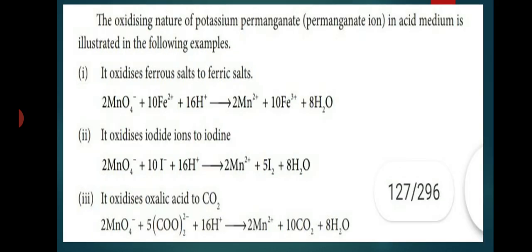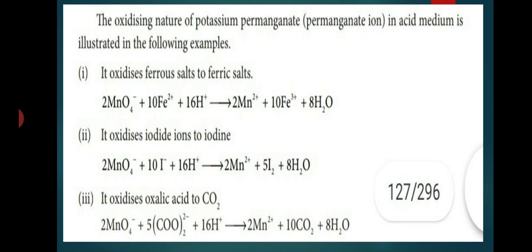For example, it converts ferrous salts to ferric salts. What is the difference between ferrous and ferric? Ferrous ion is in the +2 oxidation state. In ferric, the ion is in the +3 oxidation state. And it oxidizes iodide to iodine. And it oxidizes oxalic acid to carbon dioxide.